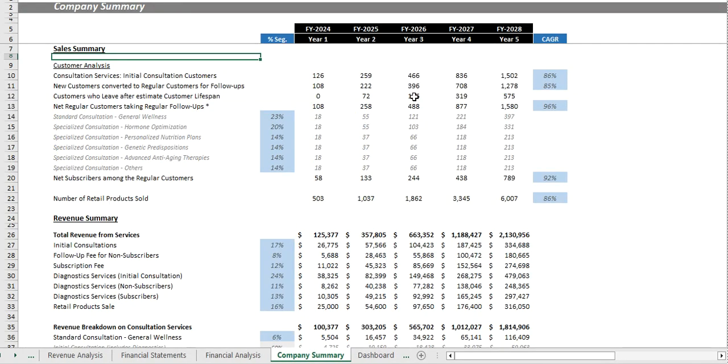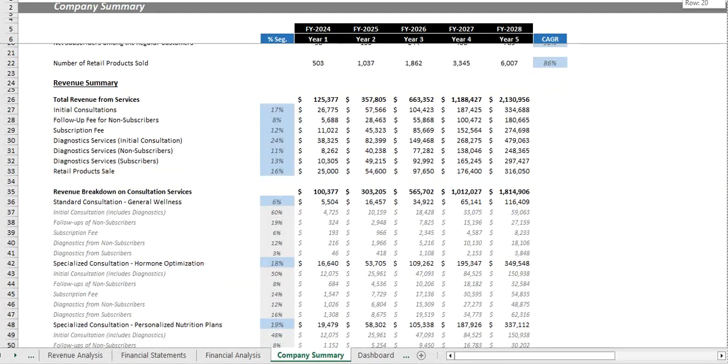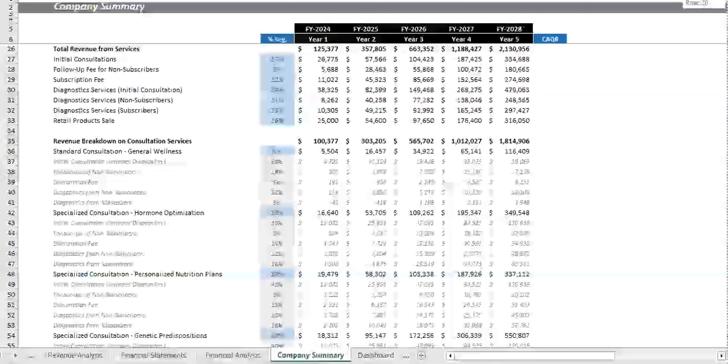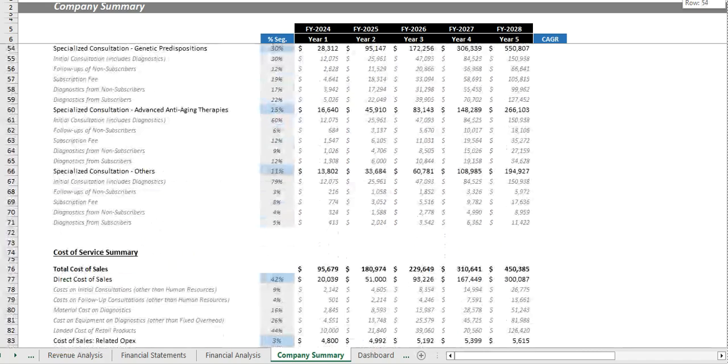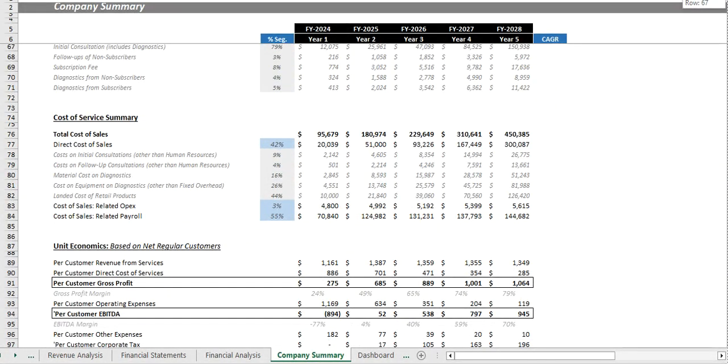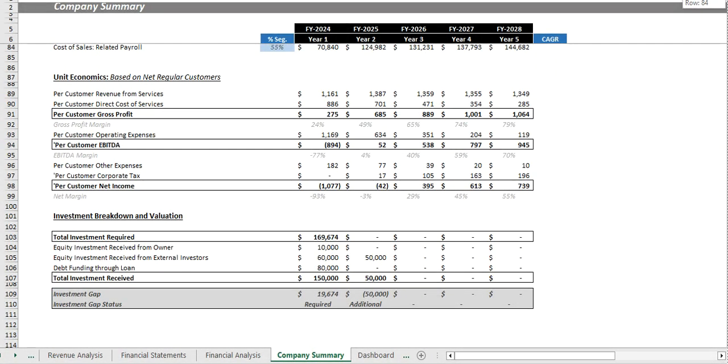Then we have the company summary. In the company summary, firstly we have the sales summary, which shows us the customer analysis part. Then we have the revenue summary, which shows us the different types of revenue from different revenue streams and its breakdown. Then we have the cost of services summary. Then we have the unit economics and the investment breakdown and valuation part.